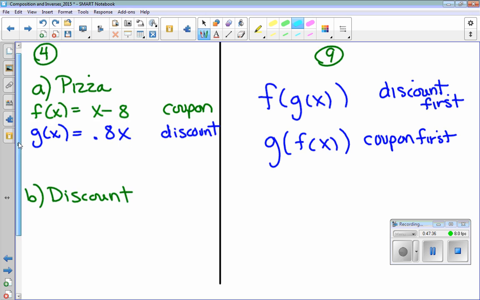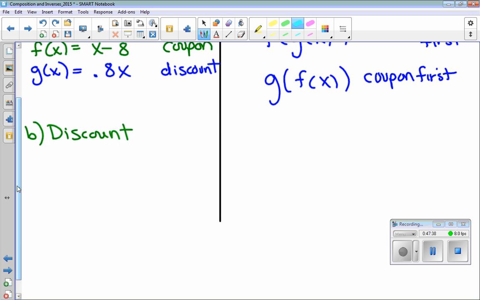If we look at B, a little bit different. B is a different problem. So make sure you're treating it totally separate. It says a store is offering a 25% discount on all items, but also employees get a 15% discount. If you are an employee, which one would you want to be applied first? So let's write those equations. Let's do our employee discount. Let's write that as f of x.